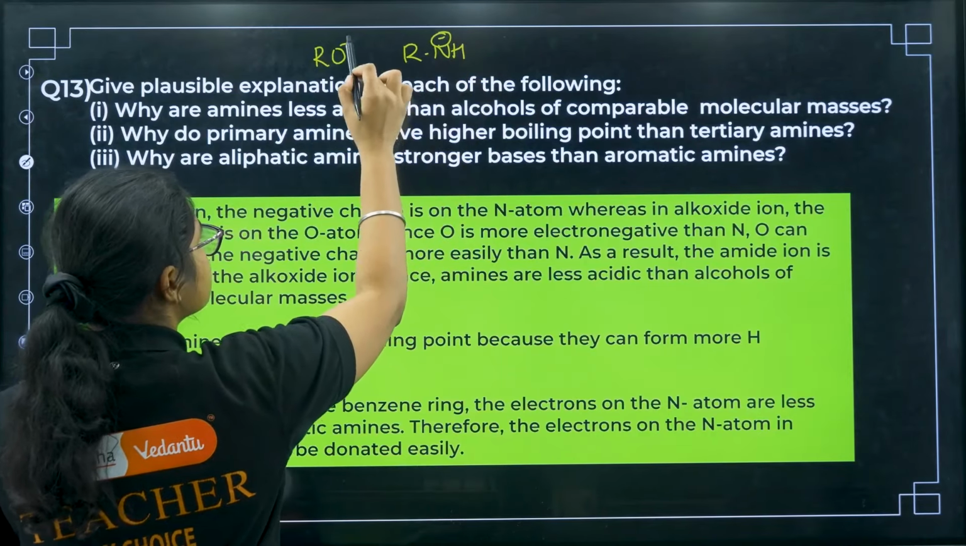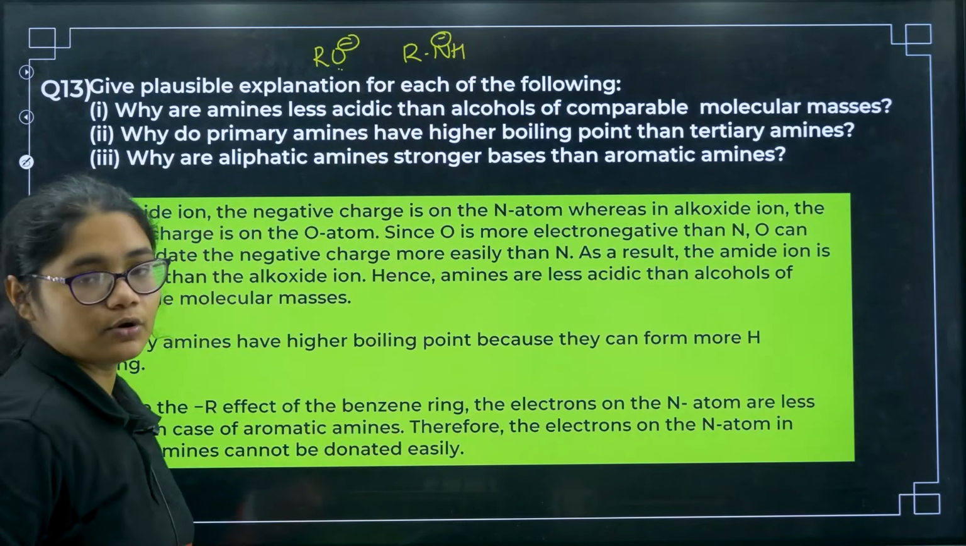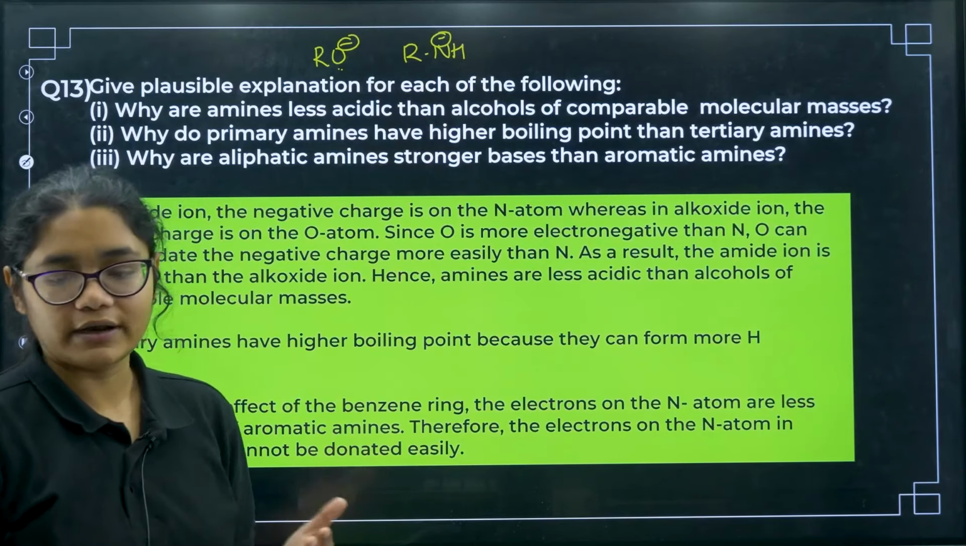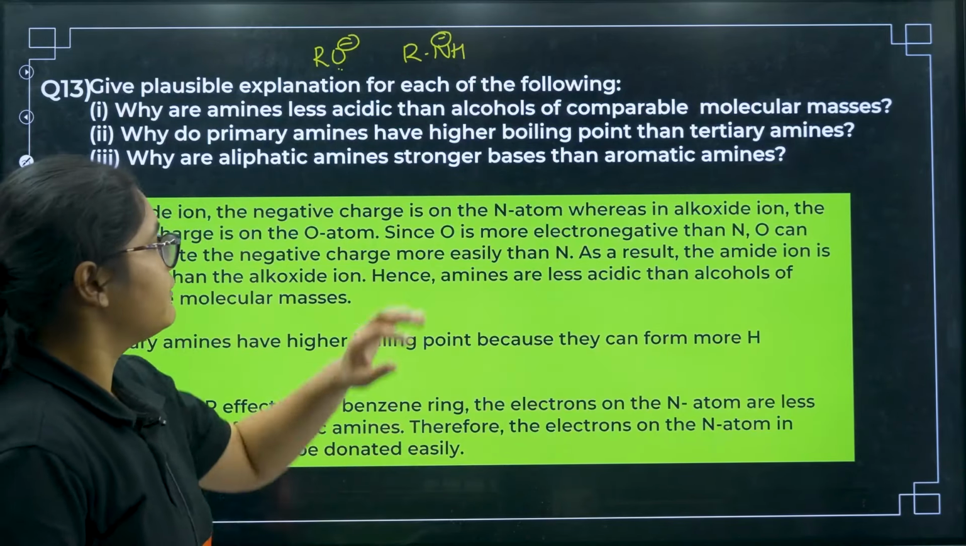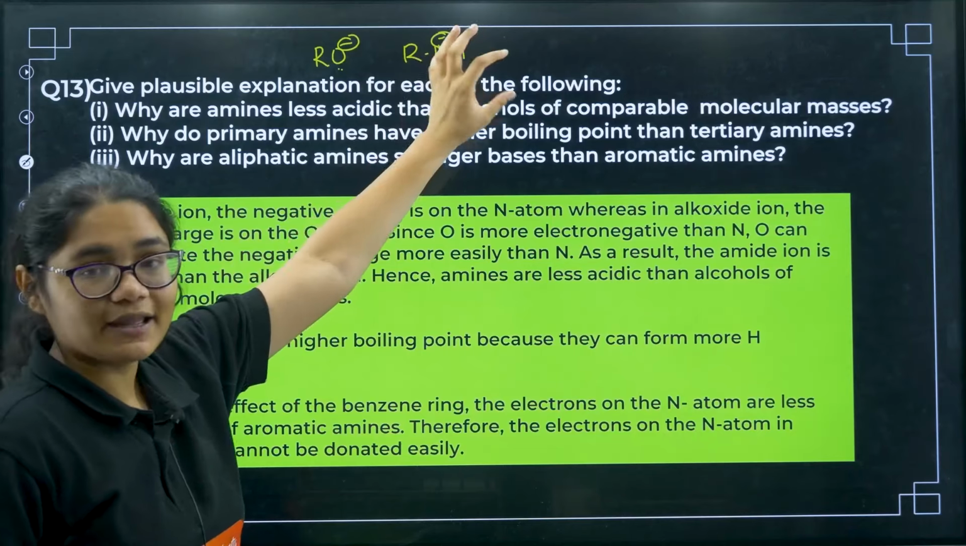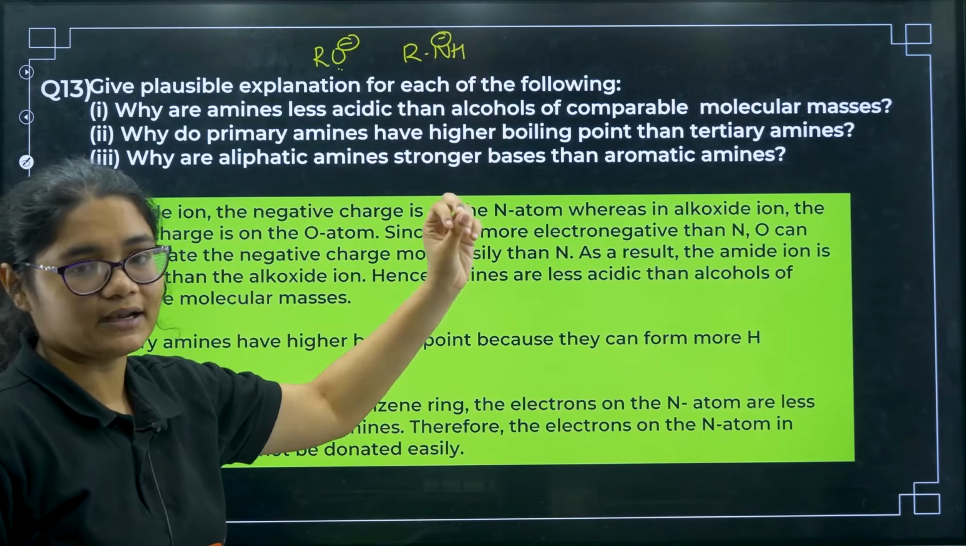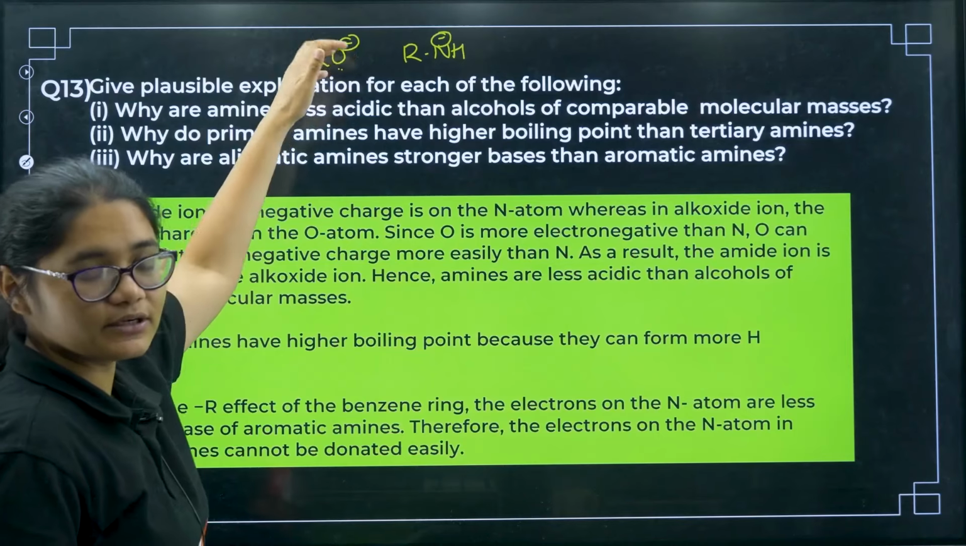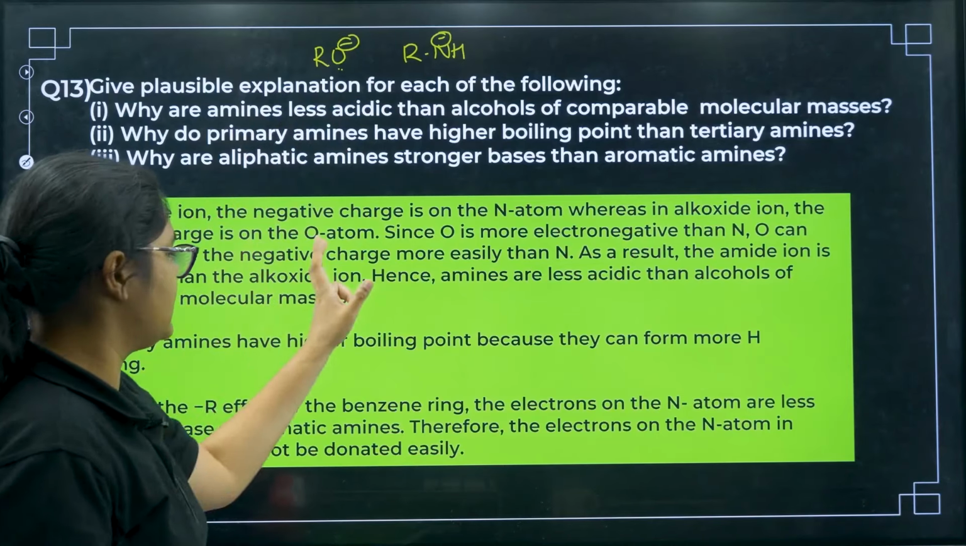Now this negative charge is obviously more stable on alcohol because here the negative charge is carried by a more electronegative atom, that is oxygen, whereas in NH minus it is carried by N, which is a less electronegative atom. So as a result, what happens? This one is more stable, so it is a stronger acid. You can write it in this form.